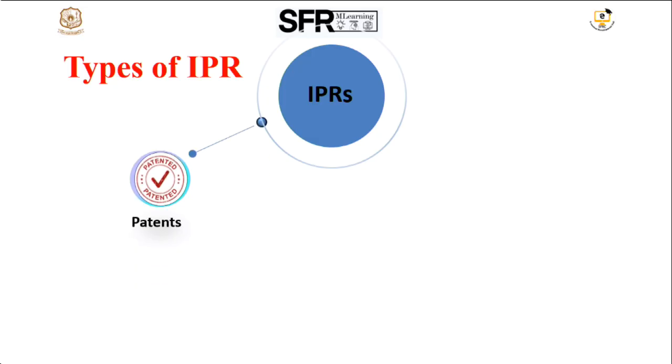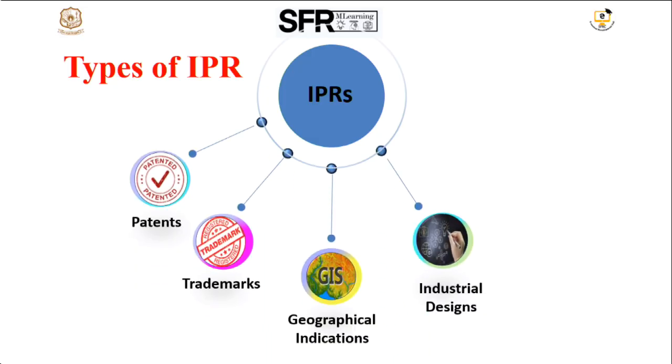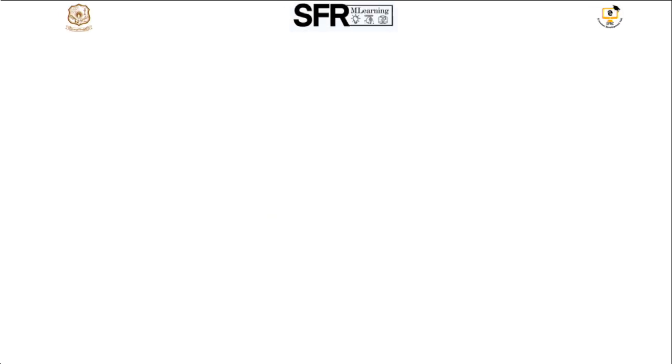Now let's learn about the most important types of intellectual properties. Those are, first one, patent, trademarks, geographical indications, industrial designs, and the final one is copyright. So let us move on to the first topic, which is copyright.